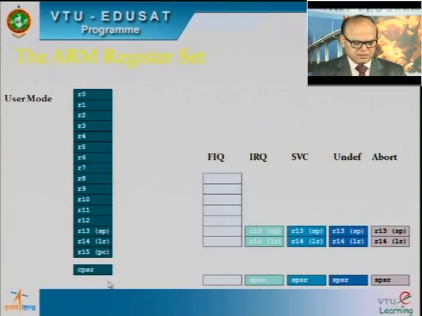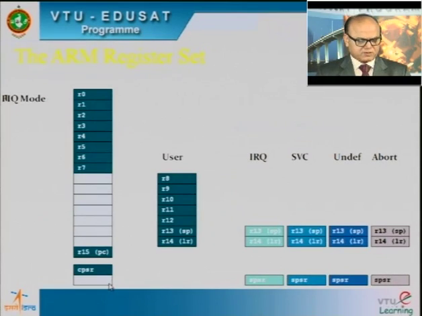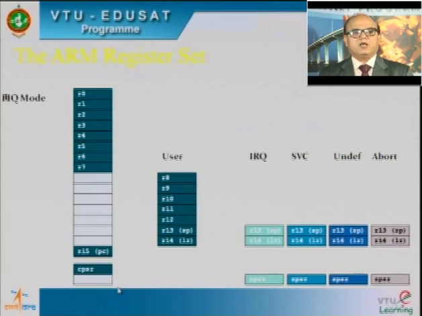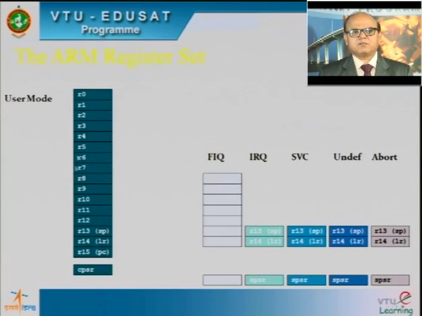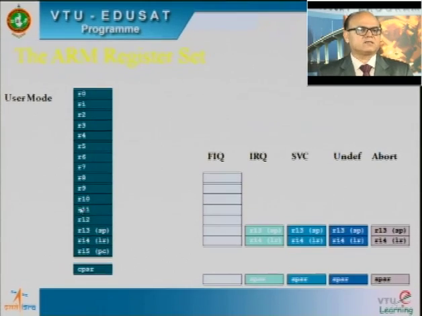Similarly, when the fast interrupt mode switches back to the user mode, these registers will be visible again, and these registers will not be visible, or they just disappear from this bank, right. The bank that we had in user mode is resumed, and whatever registers we had in the FIQ mode are now not visible.